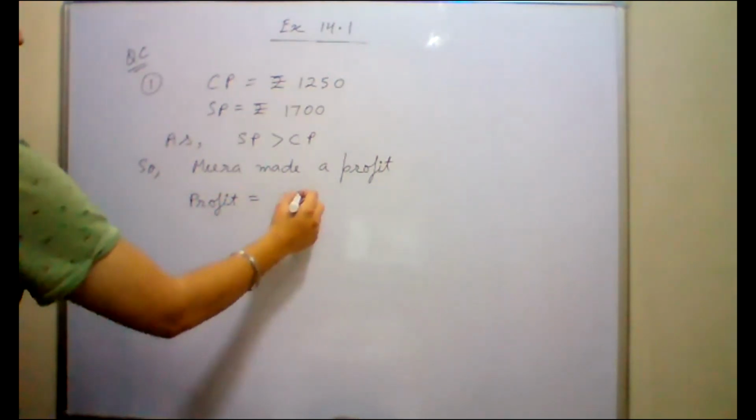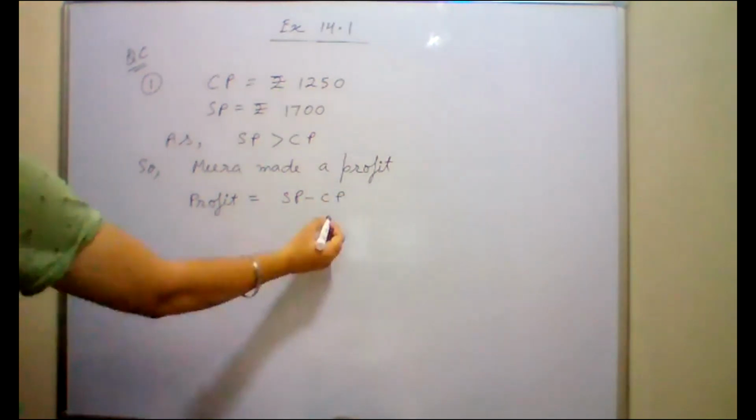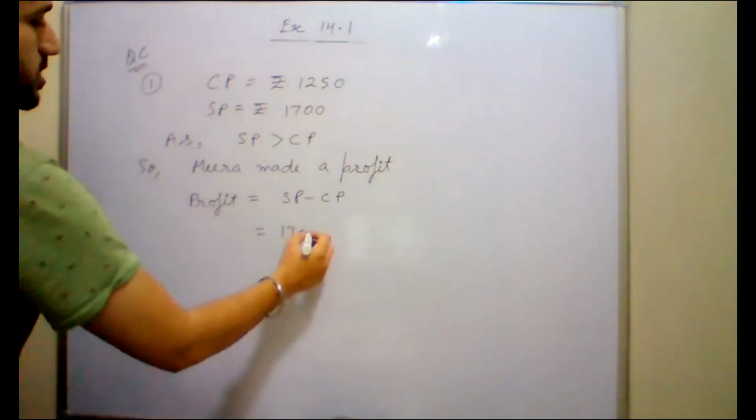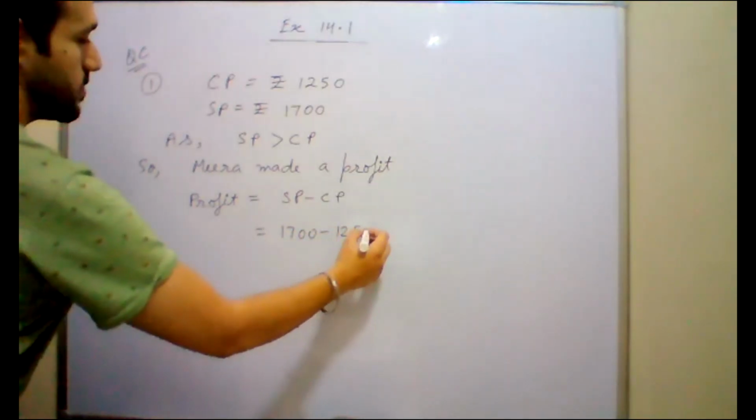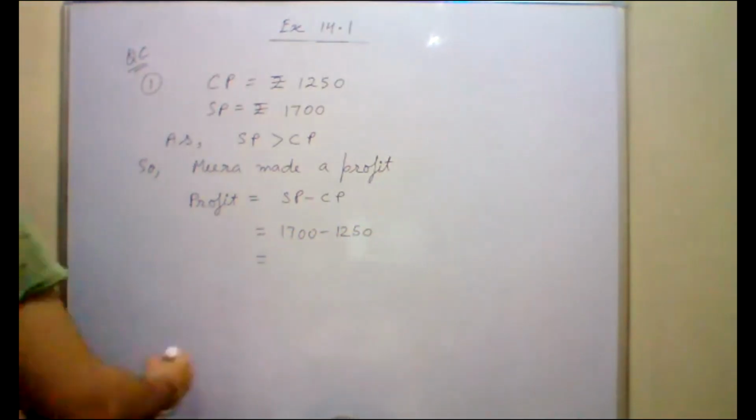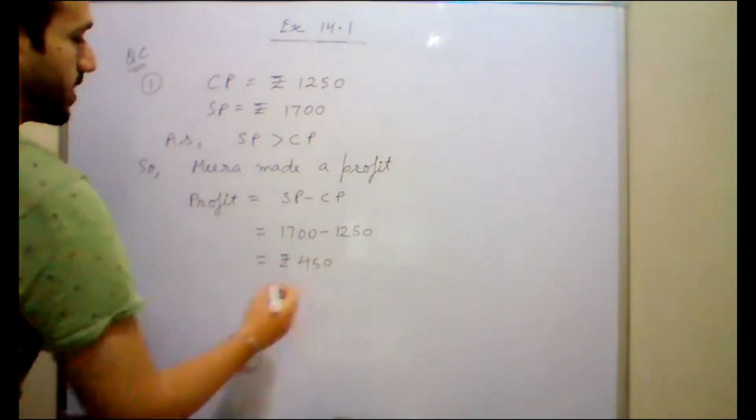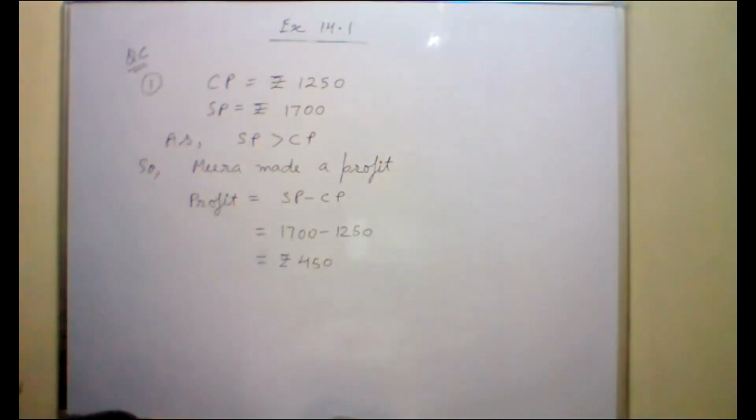Profit equals selling price minus cost price. Write the formula first and then find out the value. 1700 minus 1250. So how much profit? Rupees 450.